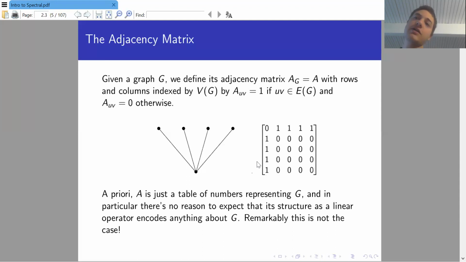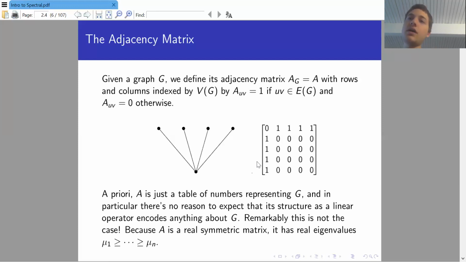And the point of this talk is to convince you that this is not correct, and that in fact, somehow viewing A genuinely as a matrix, and not just a convenient way to write out G, can give you some extra power. And in particular, we're going to be looking at what the eigenvalues of our matrix tell us. Because the adjacency matrix is a real symmetric matrix, it has real eigenvalues, which we'll denote by mu sub i and order like this.